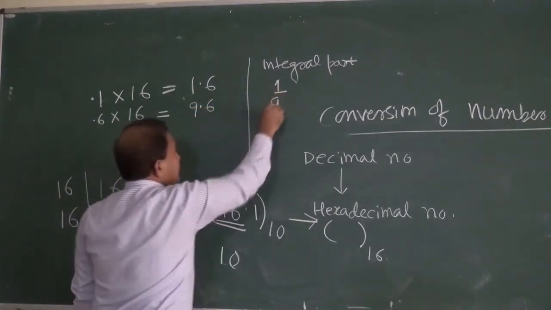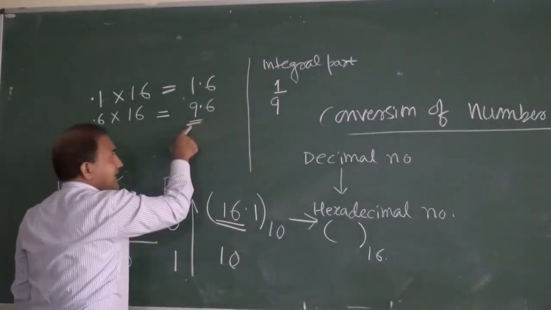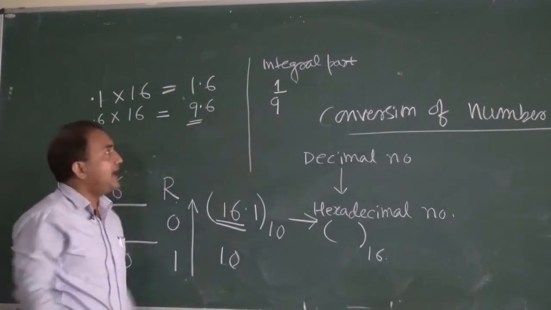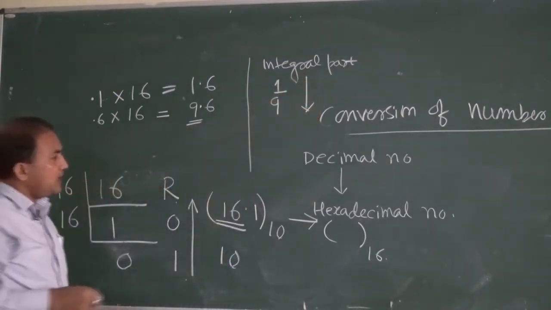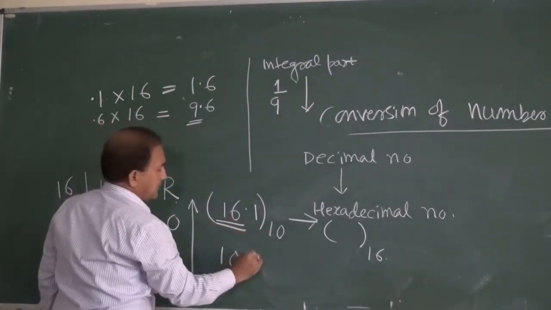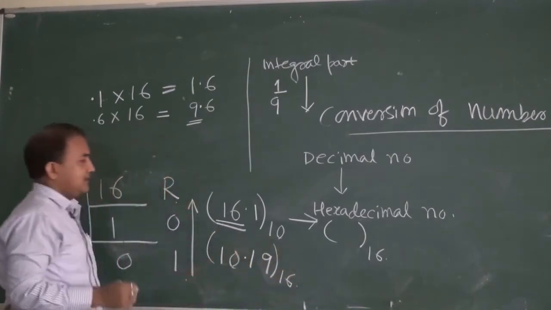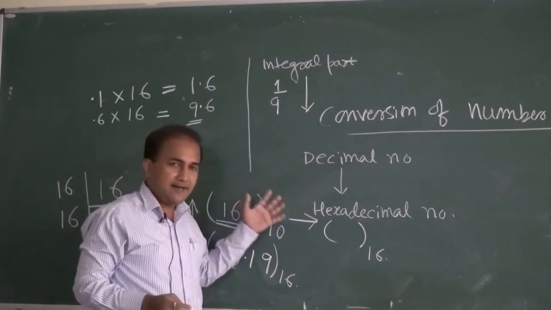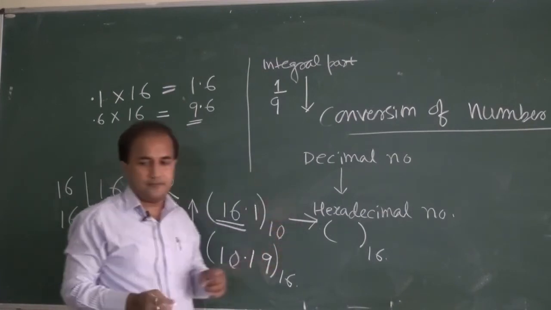So after removing this, the integral part here is 9. So you write here 9, and you have to go from top to bottom. So you can write it like this: 0.19 to the base 16. So in this way you can convert from a decimal number to a binary number, to an octal number, and to a hexadecimal number.